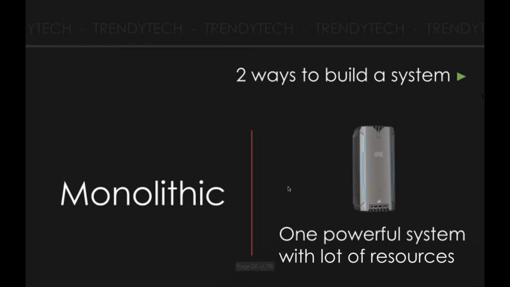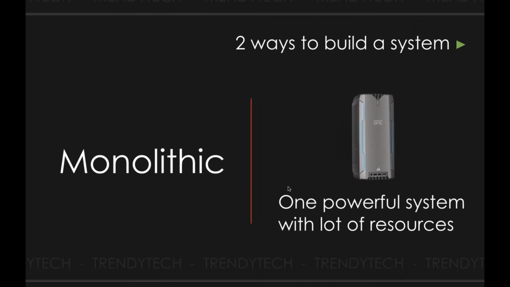So with the name mono, you might know mono means one, right? This clearly indicates this is one system, but ideally a very powerful big system. So mono means one. So ideally a monolithic system is one powerful big system, which is holding a lot of resources. I will tell what is resources.